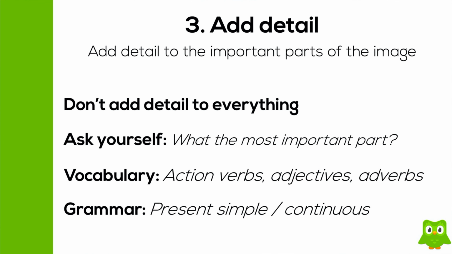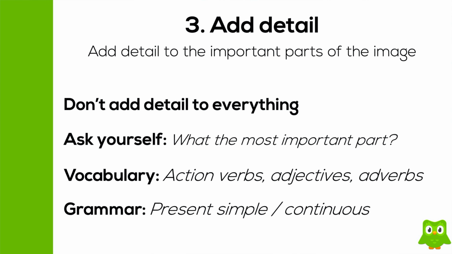And after you finish part 2, then you can move on to part 3, which is add detail. So here you add detail to the important parts of the image. Don't add detail to everything. So ask yourself, what is the most important part? Of course, in the image we've been describing, the two people are the most important parts. So we want to describe those two people.